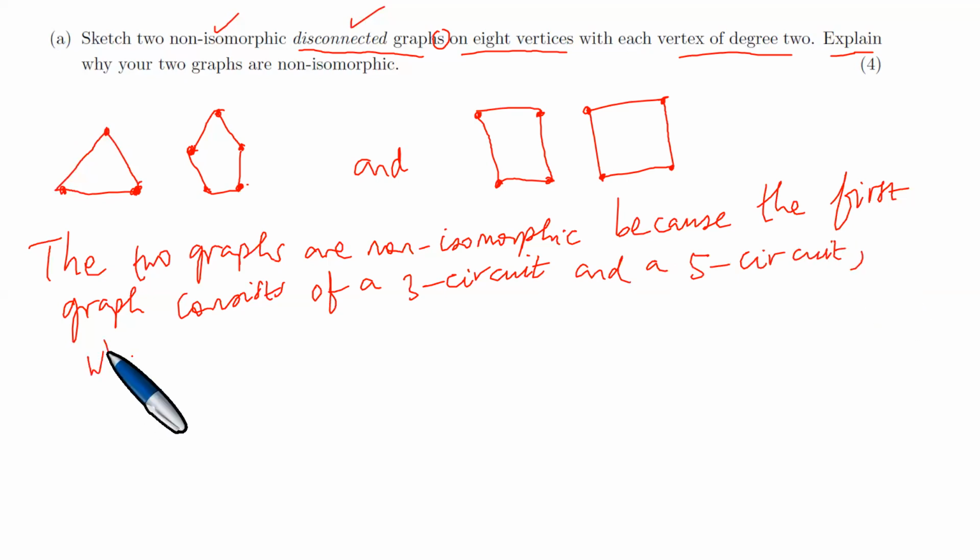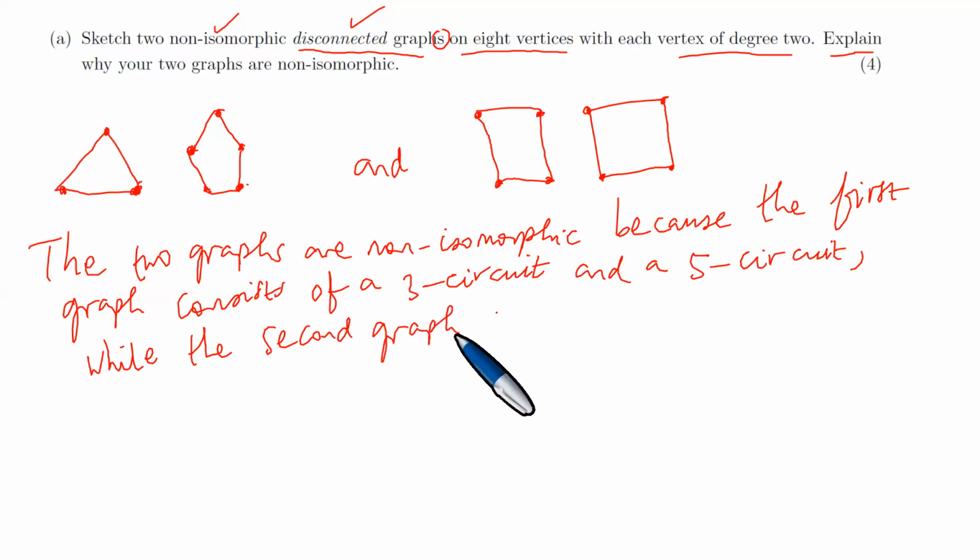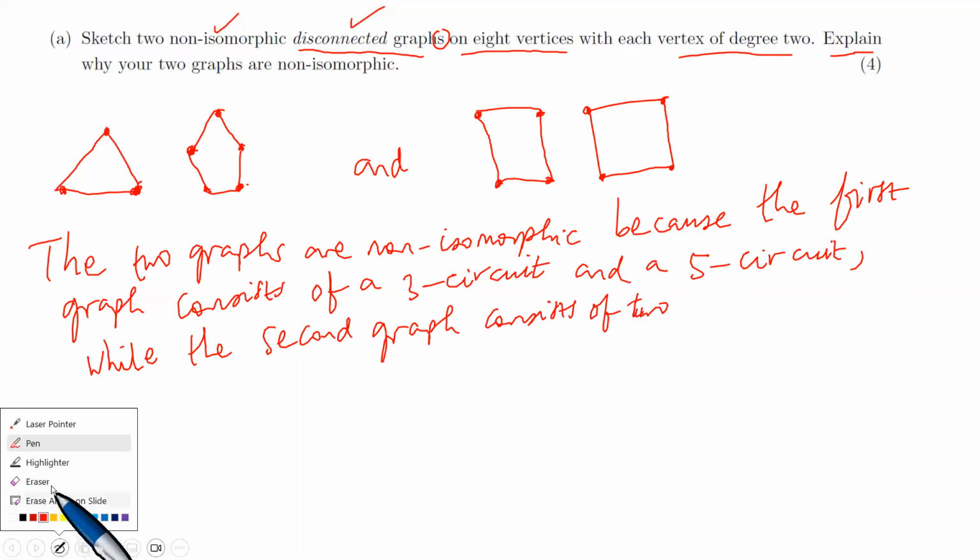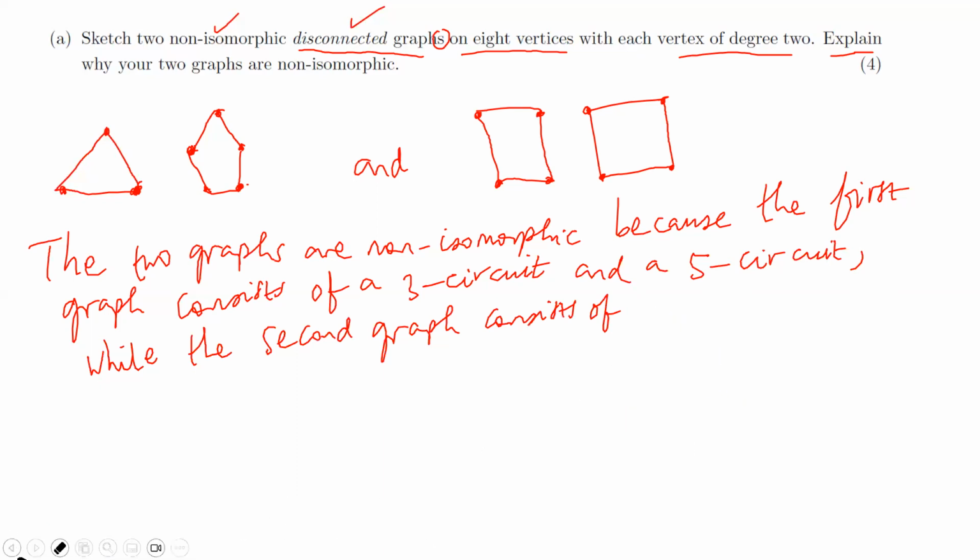While the second graph consists of two four circuits. Okay, this one now consists of two four circuits, so they're not isomorphic because of that.